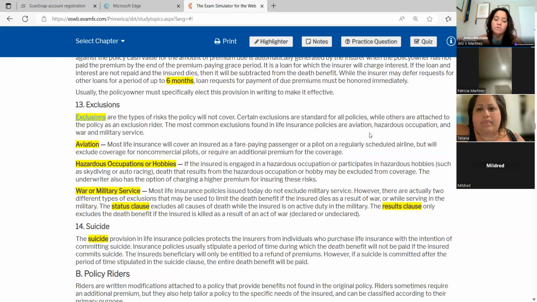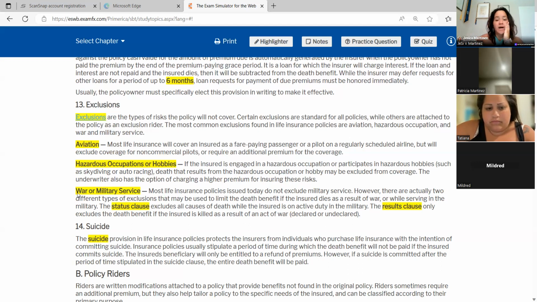War or military service, most life insurance policies issued today do not exclude military service. However, there are actually two different types of exclusions that may be used to limit the death benefit if the insured dies as a result of war or while serving in the military. The status clause excludes all causes of death while the insured is on active duty in the military. The results clause only excludes the death benefit if the insured is killed as a result of an act of war, declared or undeclared, the war meaning.